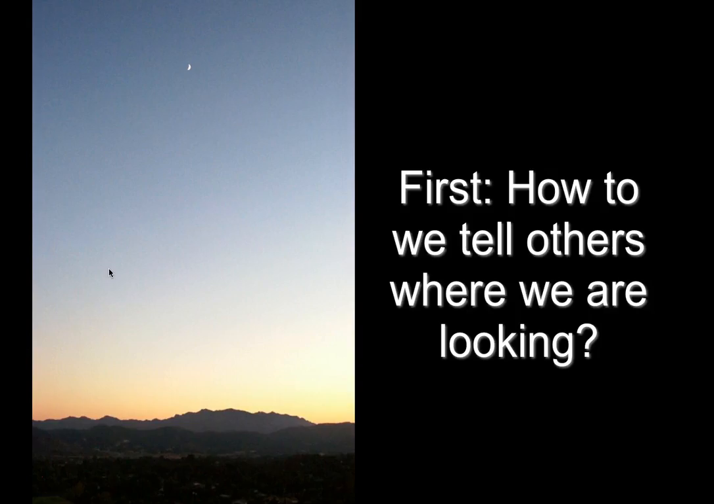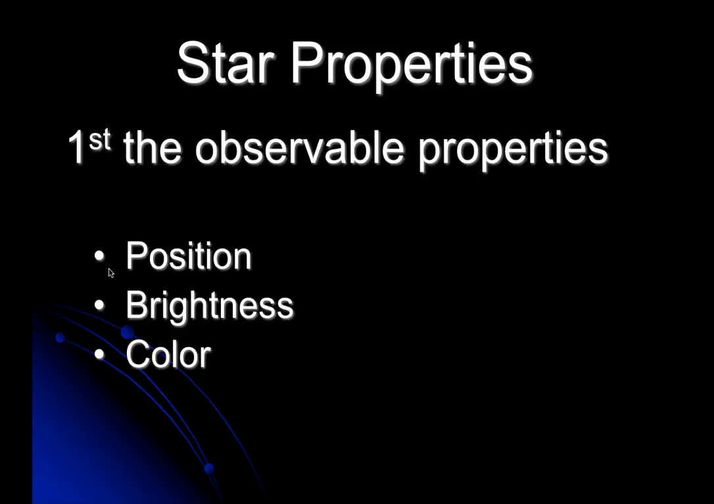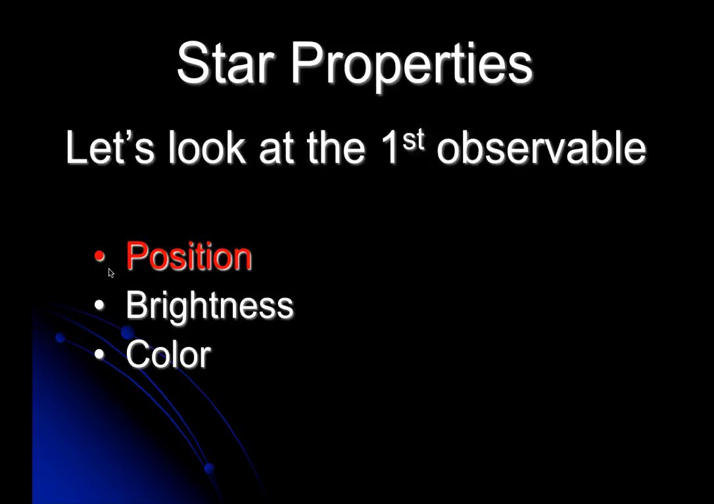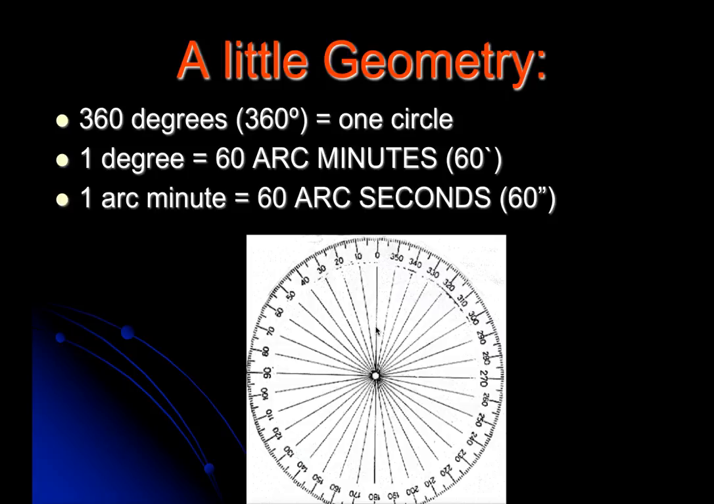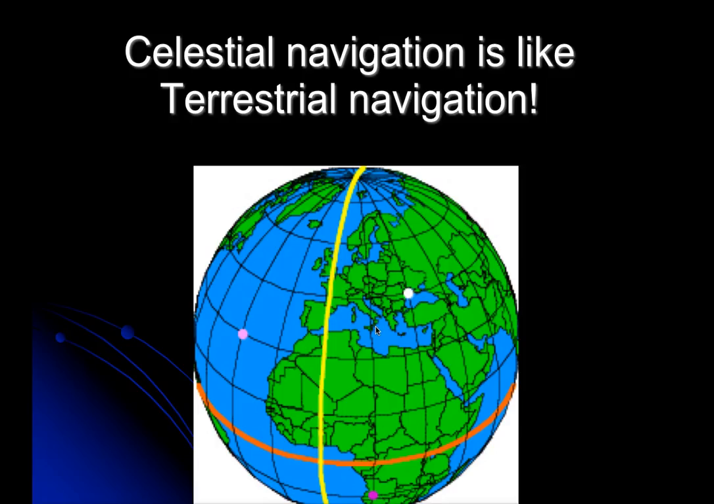Alrighty, let's continue. So, how do we tell where we're looking? We're going to be talking about position of stars in the night sky. Here is an example of a star map, and you can see that it's got horizontal and vertical lines, and that's basically how we start off. But a little geometry first. We're going to use angles a lot. So 360 degrees in a circle, 1 degree has 60 arc minutes, and 1 arc minute contains 60 arc seconds.